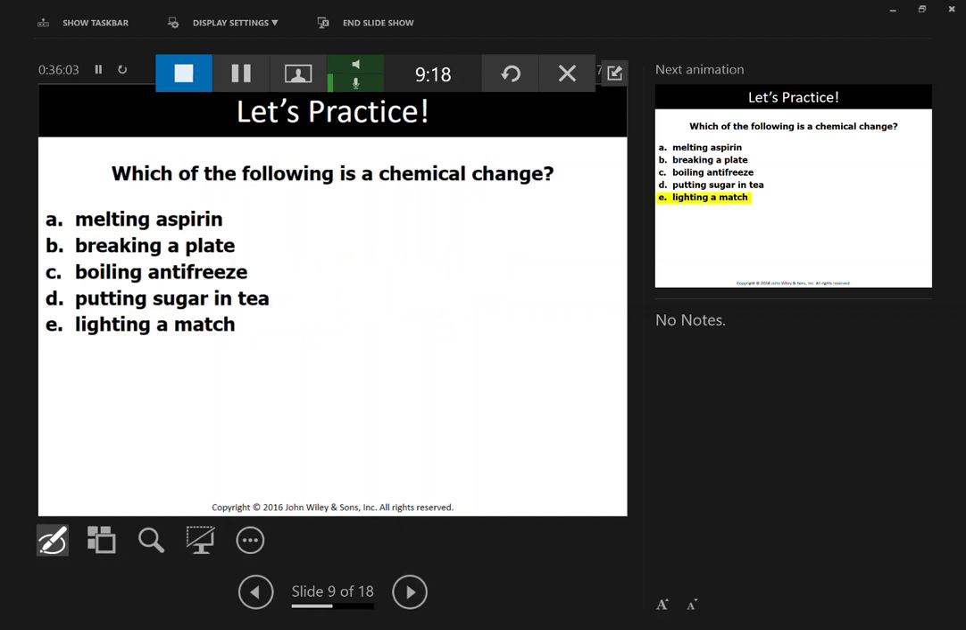Let's look at another example. Which of the following is a chemical change? Melting aspirin, do you think that's a physical or chemical change? It's physical. Any melting, boiling, evaporating, freezing, those are all physical, because the only thing that's changing is the physical state. So aspirin, when it's melted, goes from solid aspirin to liquid aspirin. It's not decomposing, it's not turning into anything else, it's just melting. So that's a physical change.